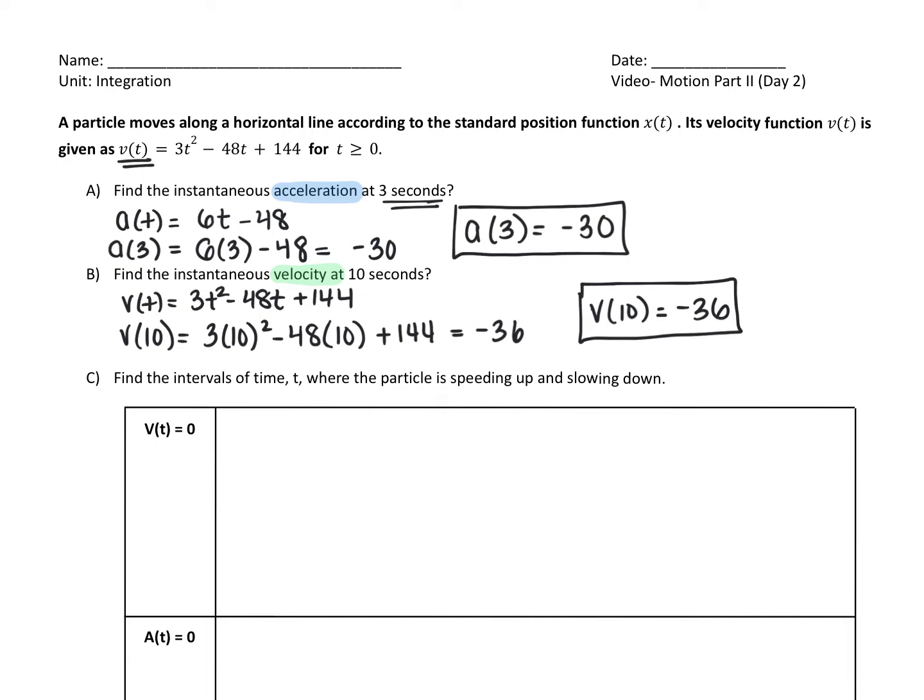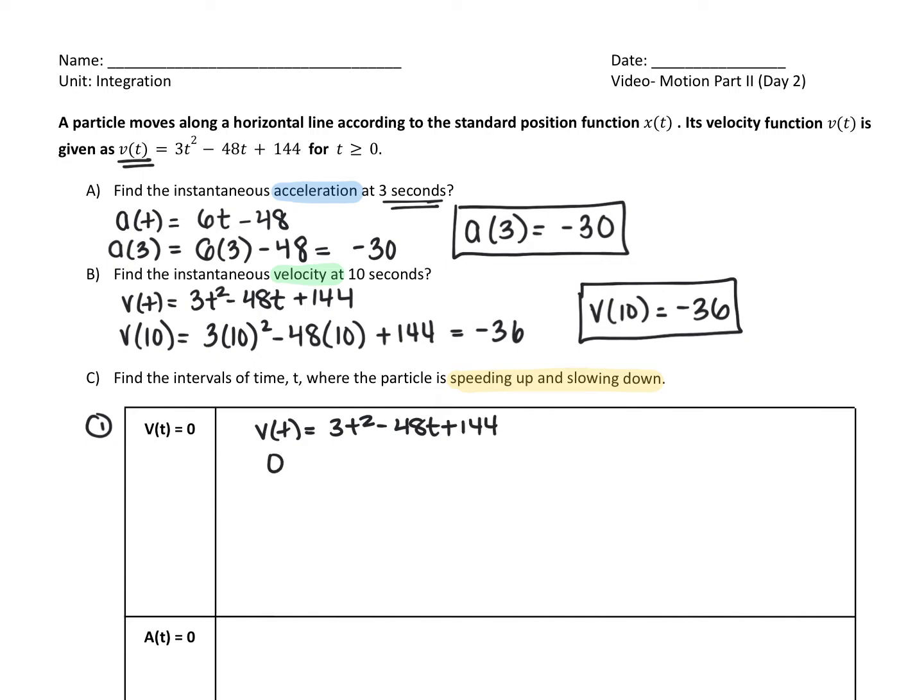Okay, part C says, find the intervals of time where the particle is speeding up and slowing down. So speeding up and slowing down requires us to compare our v of t and a of t number lines. So first, step 1, we have to set v of t equal to 0, which we did in yesterday's video, so I'm just going to copy it over. So my v of t function is 3t squared minus 48t plus 144.